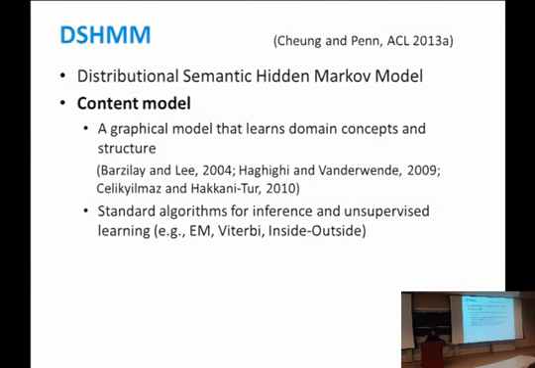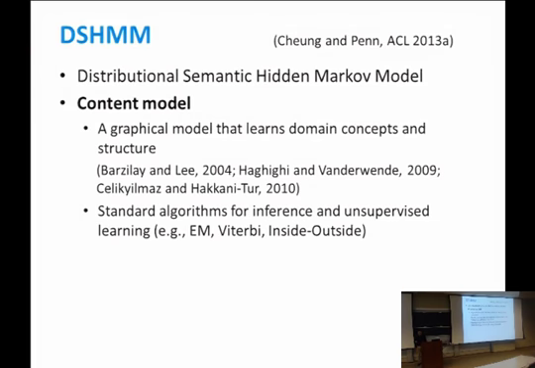So the model that I'll present that does all of this is called the Distributional Semantic Hidden Markov Model, or DSHMM for short. This is a model that I presented at ACL last year. It falls under a class of models called content models, which are basically graphical models that have been applied to learn about domain concepts and structure. And there have been a number of papers on this in the past decade.